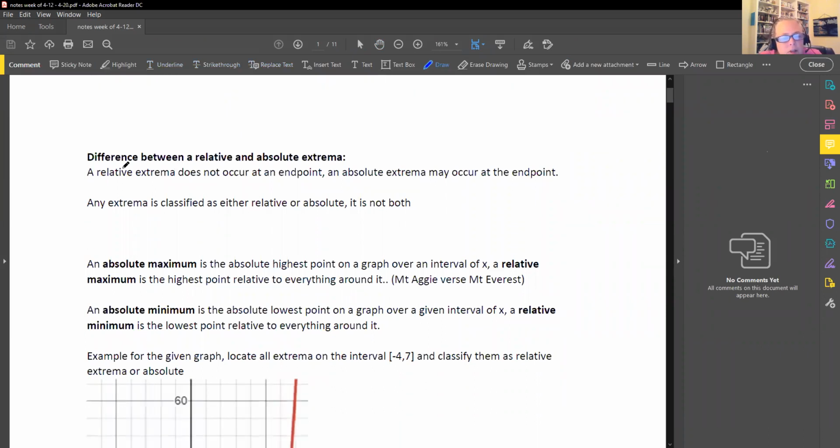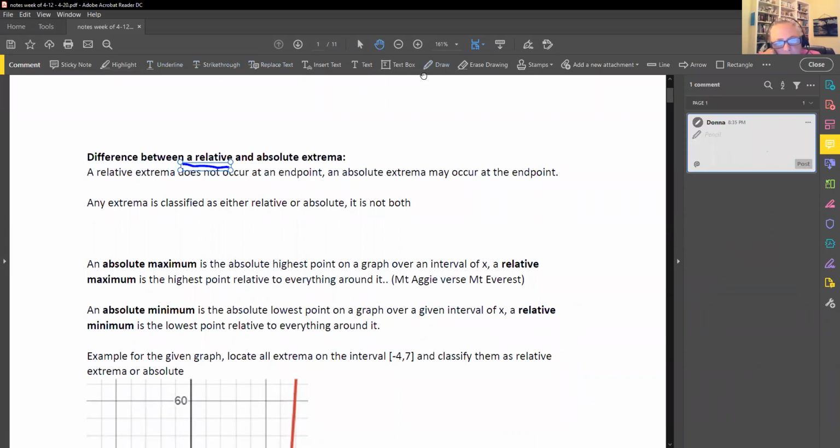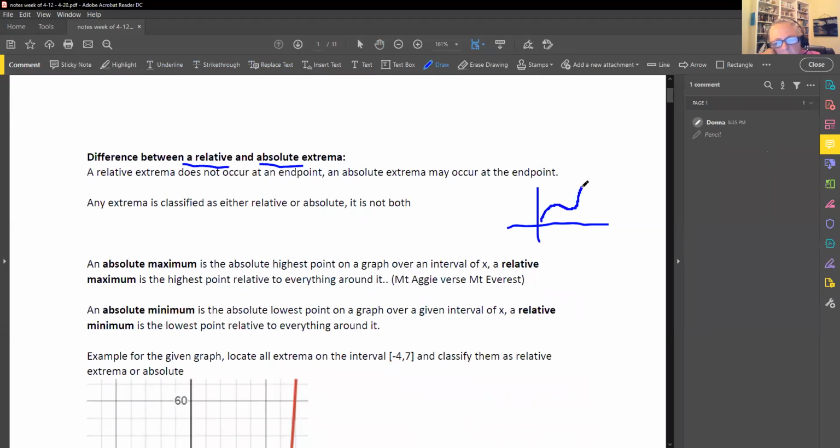So just keep in mind some things when they're talking about relative and absolute extrema, it's important to keep in mind the difference between them. So, when you're given a graph, let's say over some interval of x, let's just go from A to B. This point right here is a relative max. This is the absolute max. An absolute max is the absolute highest point on the graph over an interval of x. So the highest point would be this point here. It could be the endpoint at B.